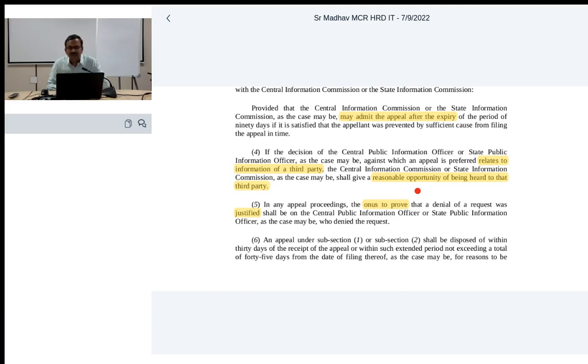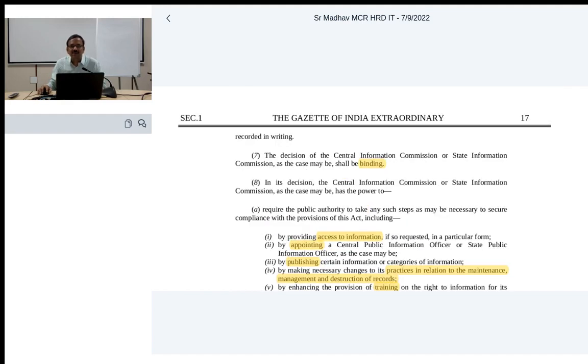19.5 is another key provision, the burden of proof on the PIO. The PIO is supposed to justify the denial, that it is justified and there is a valid reason for denying disclosure of information. Section 19.7 says the decision by the commission is binding. These decisions, like judgments of the courts, are called decisions. So the decision by the information commission is binding.